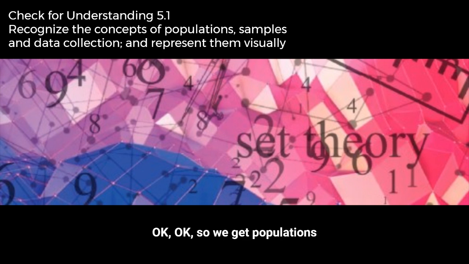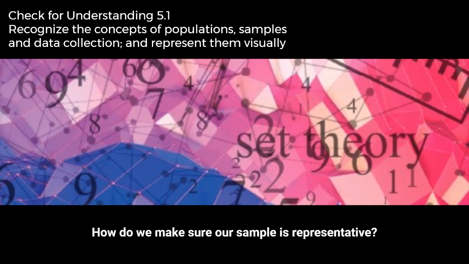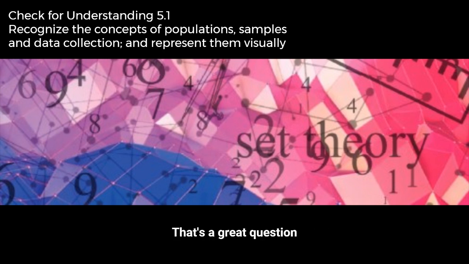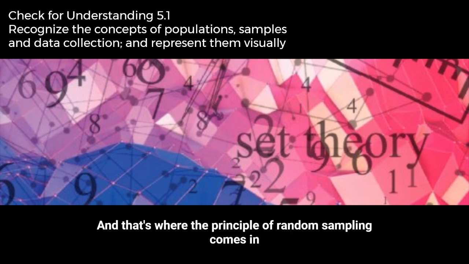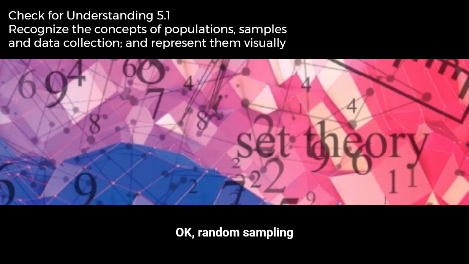Okay, so we get populations, we get samples, and why it's so important to have a sample that really reflects the whole group. But how do we actually do that? How do we make sure our sample is representative? That's a great question, and that's where the principle of random sampling comes in. It's about giving everyone in the population a fair chance of being included. Okay, random sampling.